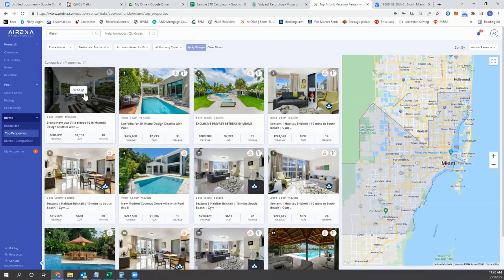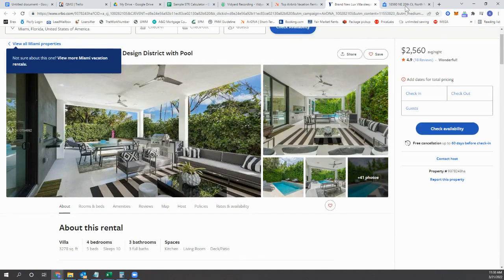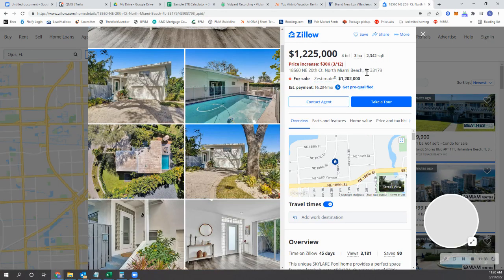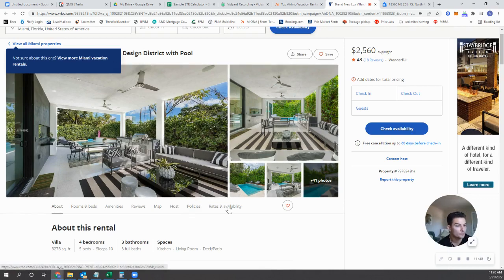So let's take a look at this one. 3,200 square feet. We can see that. Ours is 2,300 square feet. So we're 1,000 square feet shy. Right away, that's telling us we're not making the amount of money that this property is making. It is 1,000 square feet bigger. It is significantly larger. So we're not going to make this much money.